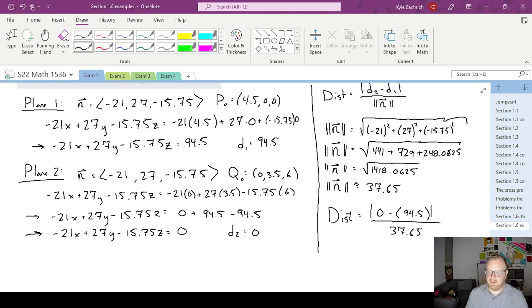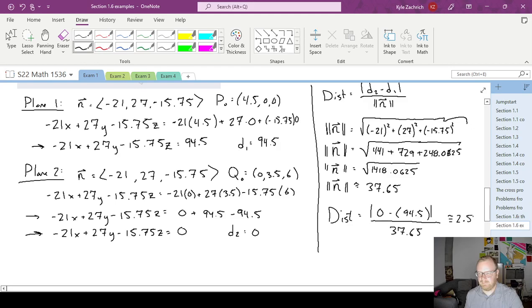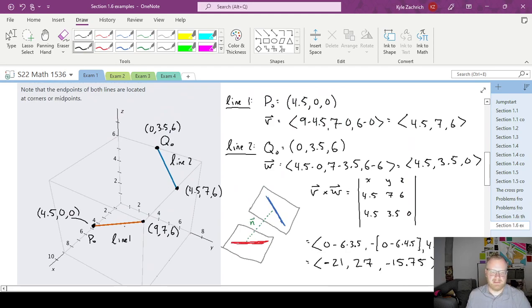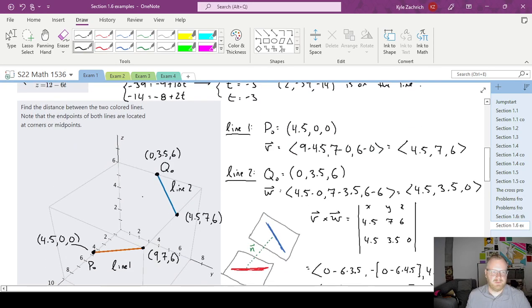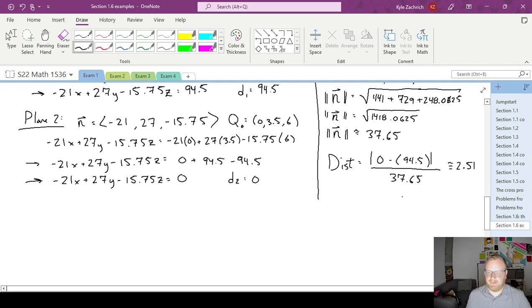So this is 94.5 divided by 37.65 approximately. So that's going to be 2.51. So distance between those planes, 2.51 just about. Distance between these lines, 2.51 just about. Okay.